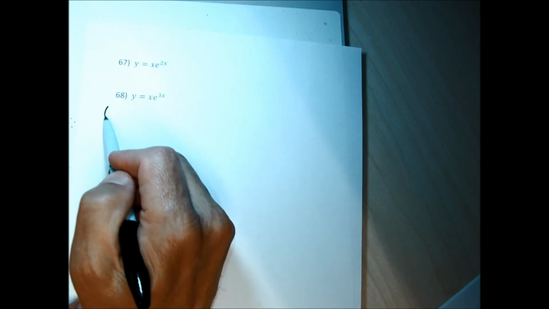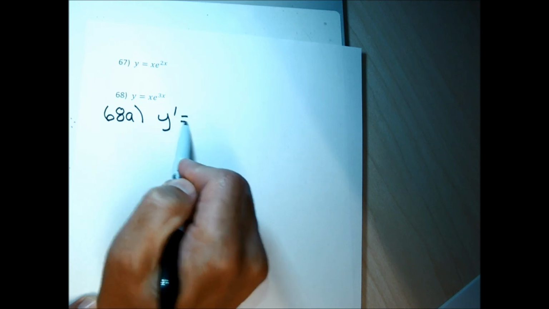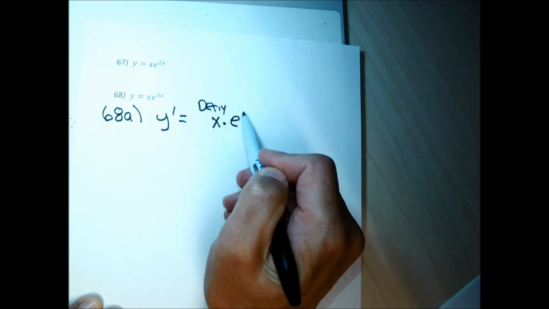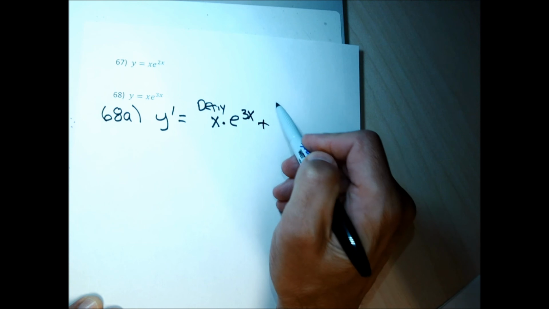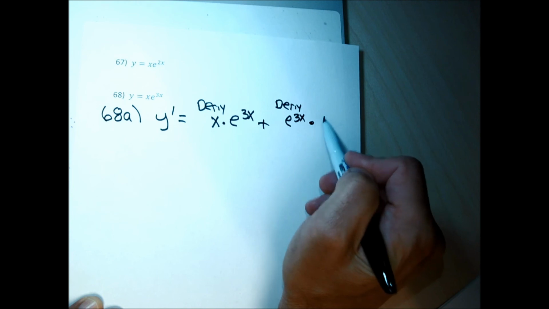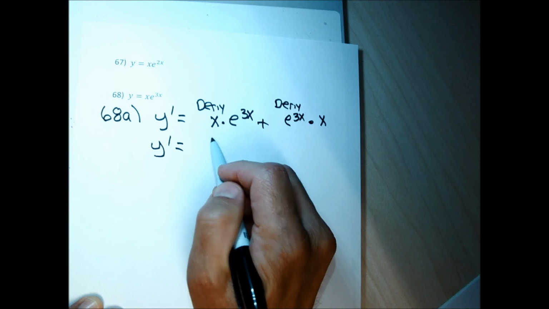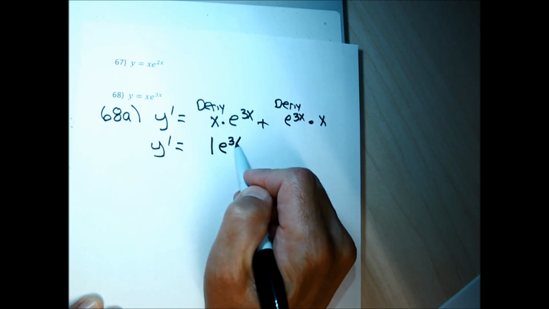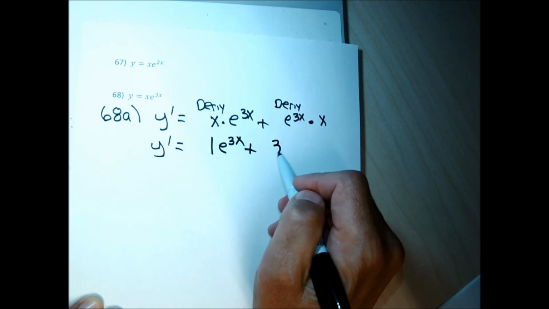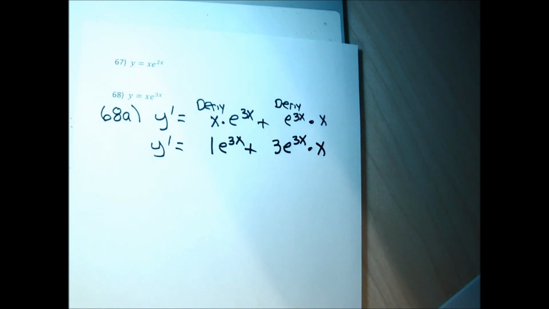To do 68 part A, I need to do my derivative. So it's a multiplication, so I need the product rule. Y prime is going to be the derivative of x times the e to the 3x function plus the derivative of the e to the 3x function times the x. The derivative of x is just 1, so this is going to be 1 times e to the 3x. The derivative of e to the 3x, you just take the derivative of its exponent, which is 3, multiply it by that e function, so it's 3e to the 3x, and I leave the times x there.